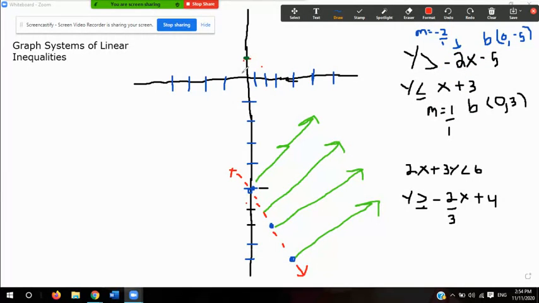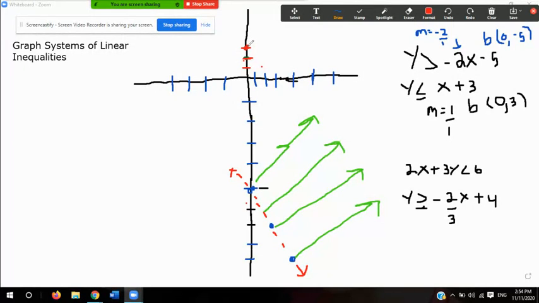So we would have 1, 2, and 3. Now it says y is less than or equal to positive 3. The difference is that this is not going to be a dotted line. It's going to be a full line. And the first ordered pair is 3.